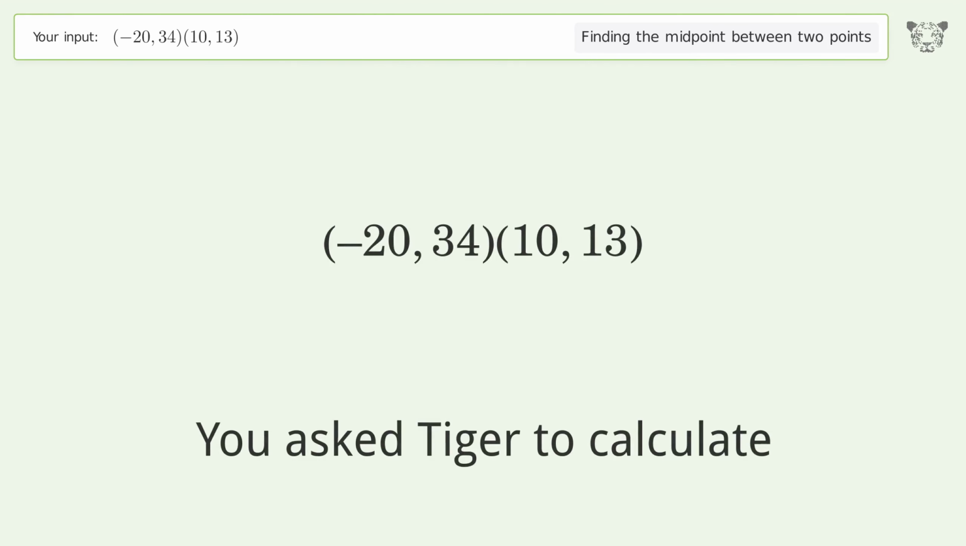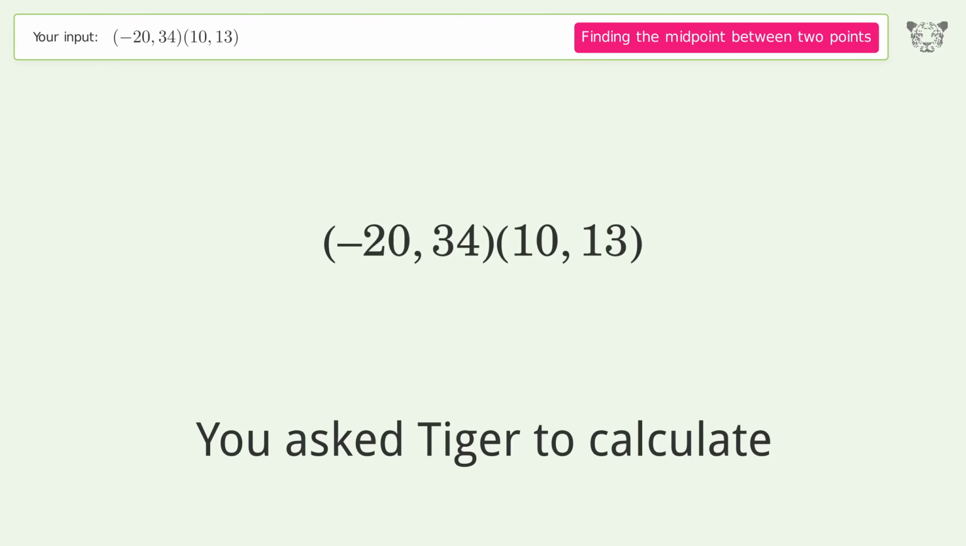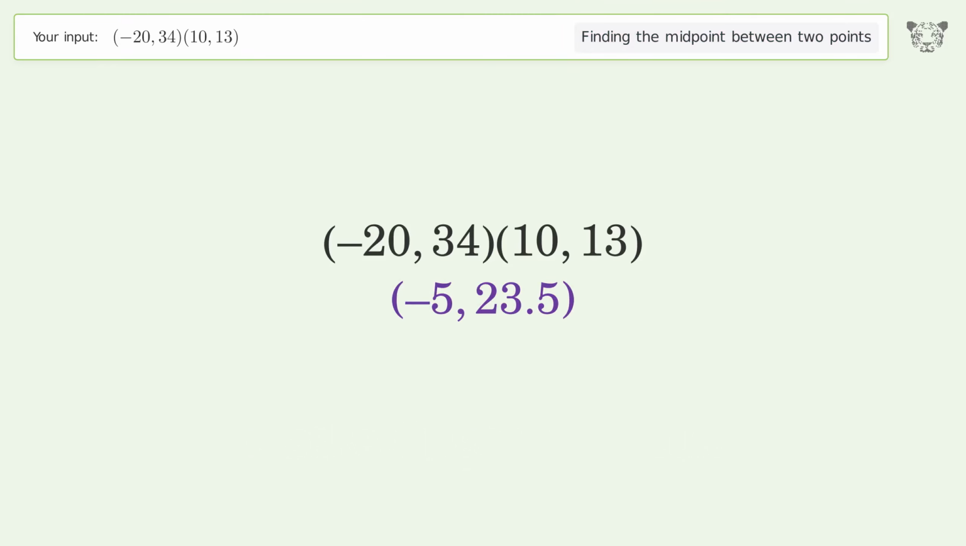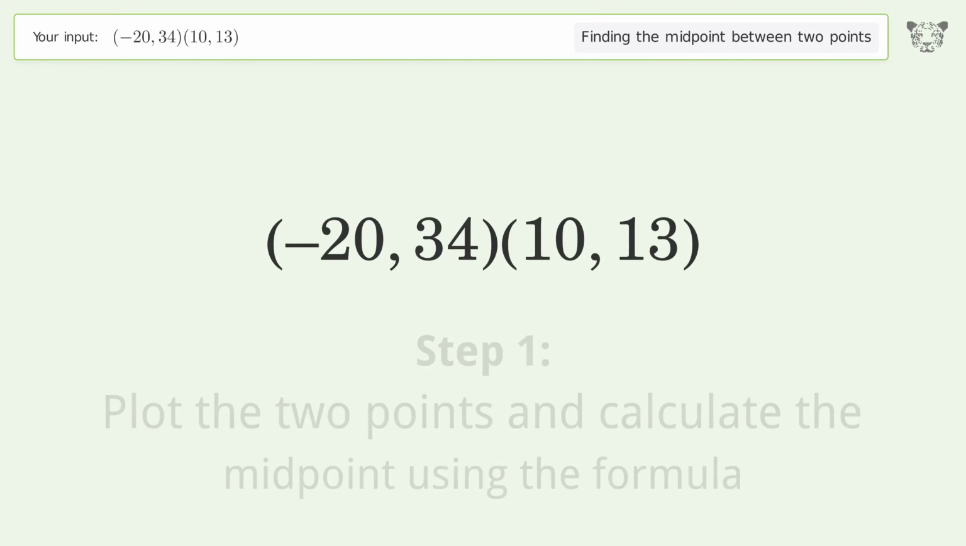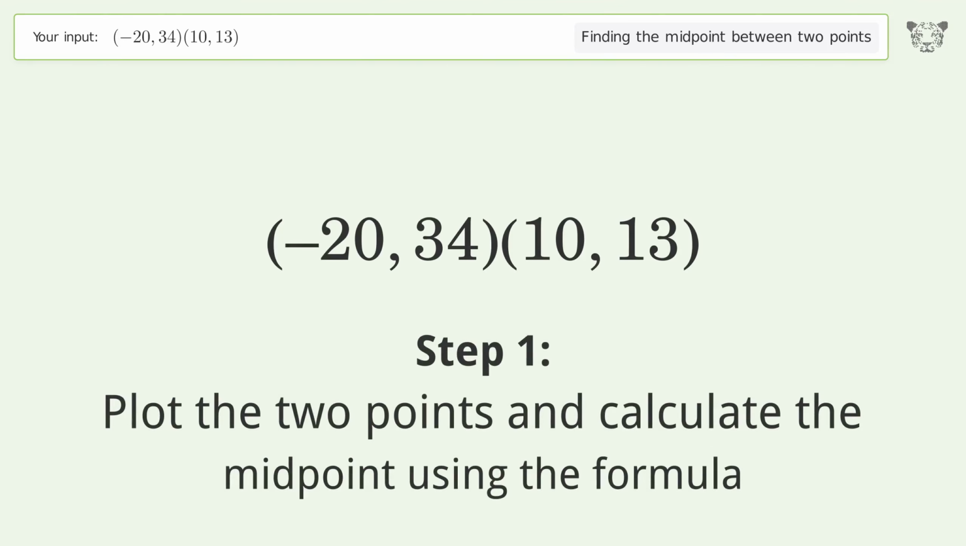You ask Tiger to calculate. This deals with finding the midpoint between 2 points. The midpoint between the 2 points is -5, 23.5. Let's solve it step by step. Plot the 2 points and calculate the midpoint using the formula.